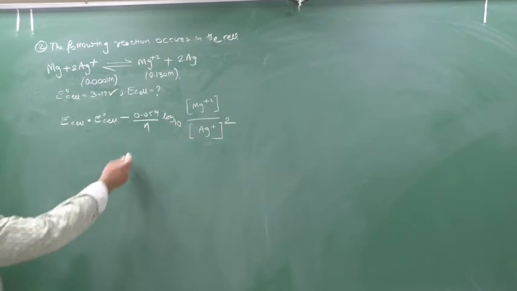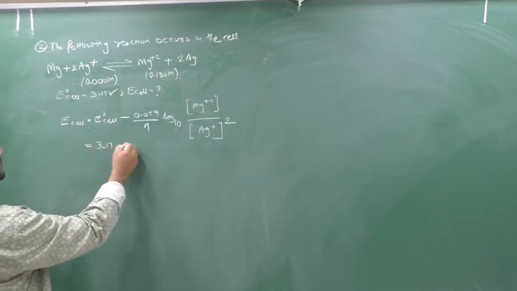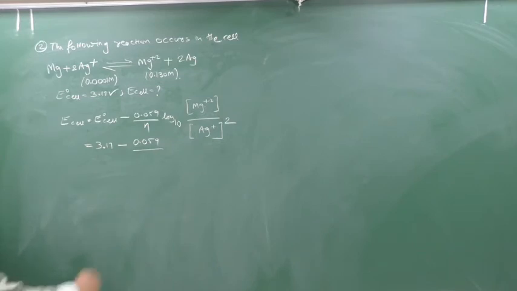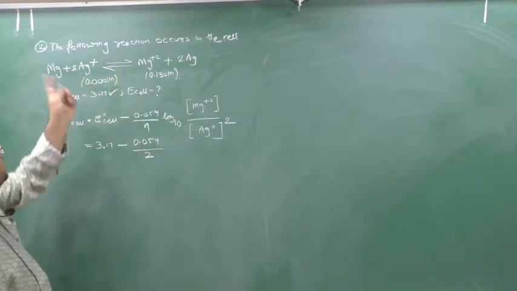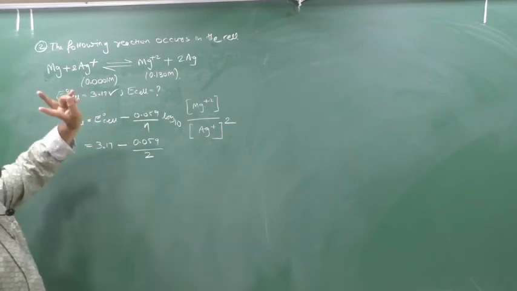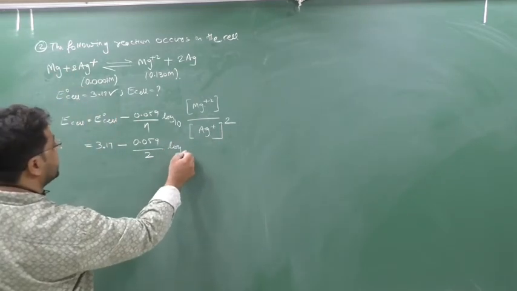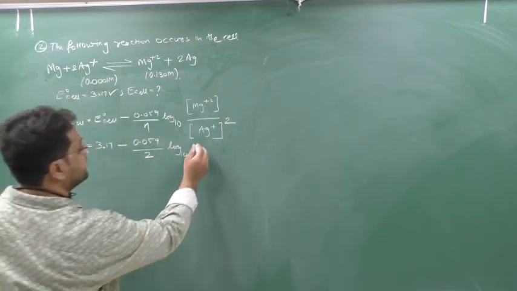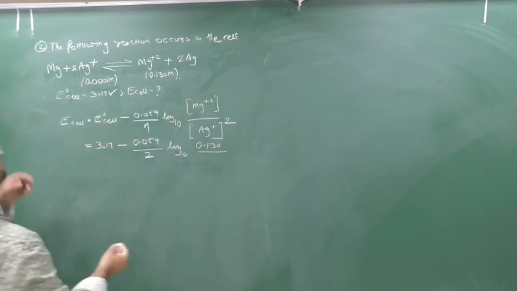Now you put it up. E naught cell they have given, that is 3.17 minus 0.059 upon n, the number of electrons, 2. You can see here Mg is forming Mg plus 2 plus 2 electron, then Ag plus takes electron, so there will be a transfer of 2 electrons. Okay, no need to write down the complete cell reaction. From here only you can determine the number of electrons. Mg plus 2, how much? 0.130, and Ag plus is how much?